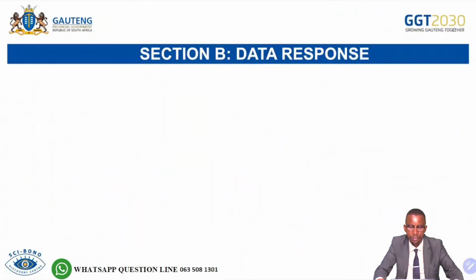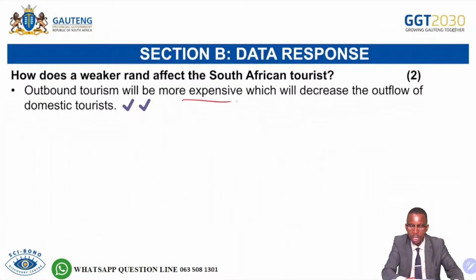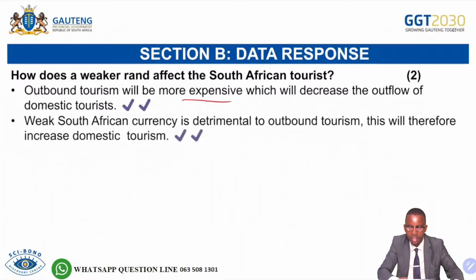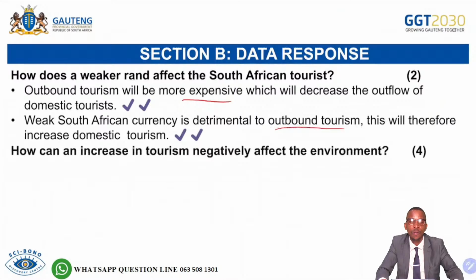Then we continue. How does a weaker rand affect South African tourists? I answered this question before in our weekly order, but I answered it on the appreciation of a stronger rand. If the rand is weaker, South African tourists will find it difficult to tour foreign countries, because that will lead to them affording less of the foreign currencies. Outbound tourism will be more expensive, which will decrease the outflow of domestic tourists. A weak South African currency is detrimental to outbound tourism. This will therefore increase domestic tourism, meaning people will decide to tour within the country instead of going out because they are unable to afford most of the foreign currencies.